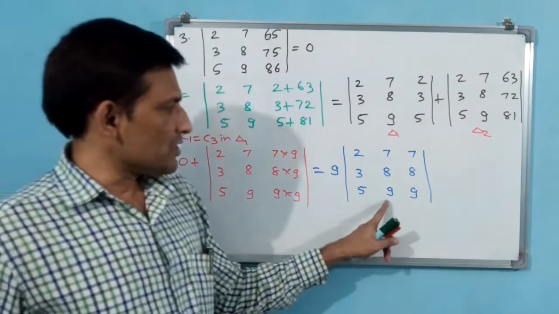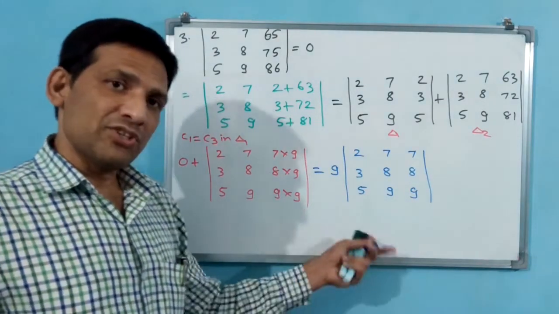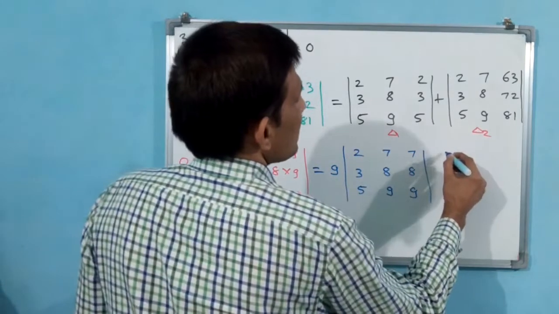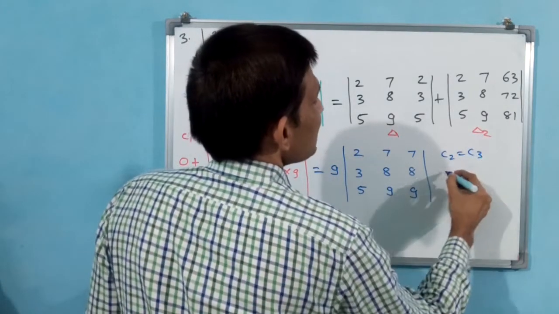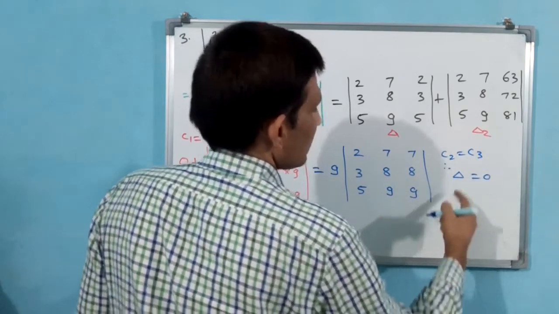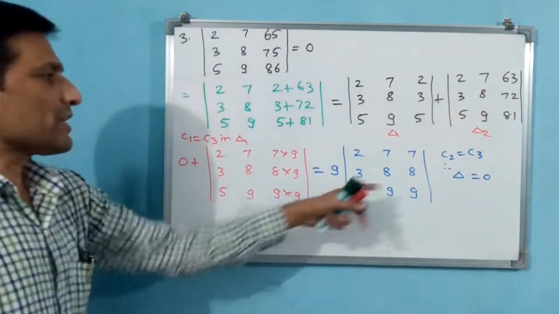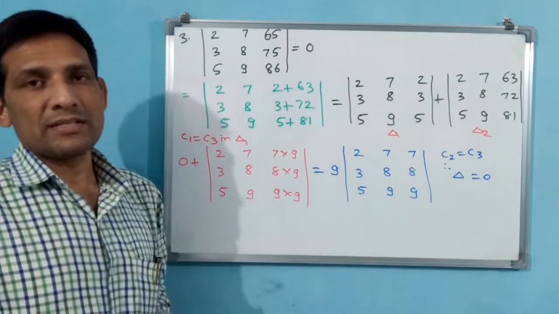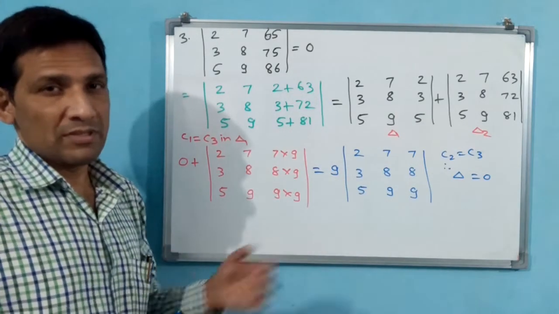Now you tell me C1, C2, C3 are equal. Then this is going to become 0. 0 into 9 is 0. That's all. You write C2 is equal to C3. Therefore, the final delta is equal to 0. Why? Because 0 into 9 is 0. That's all. Okay. Now LHS is equal to RHS, hence proved. Like that you can write and close this question.